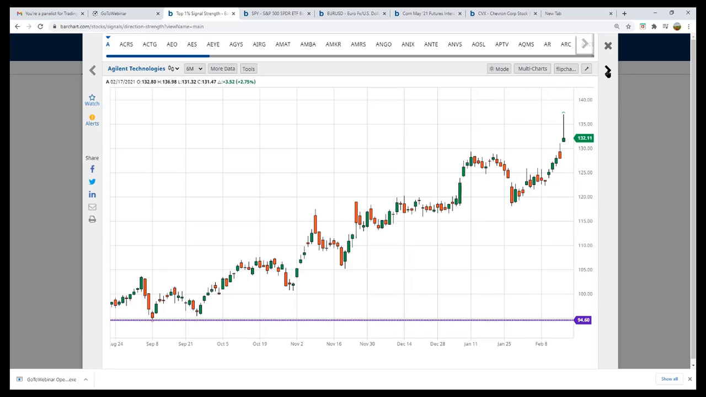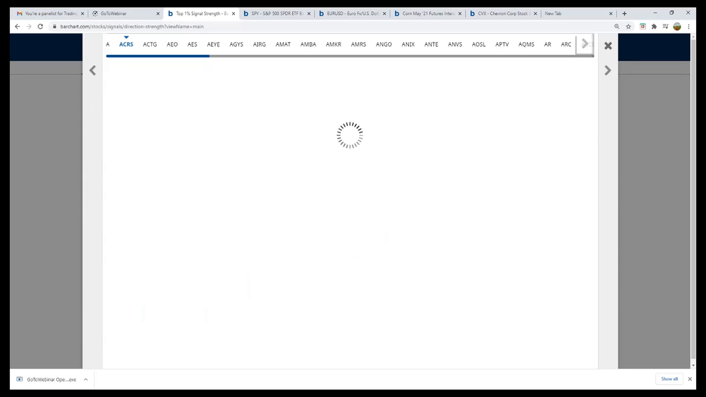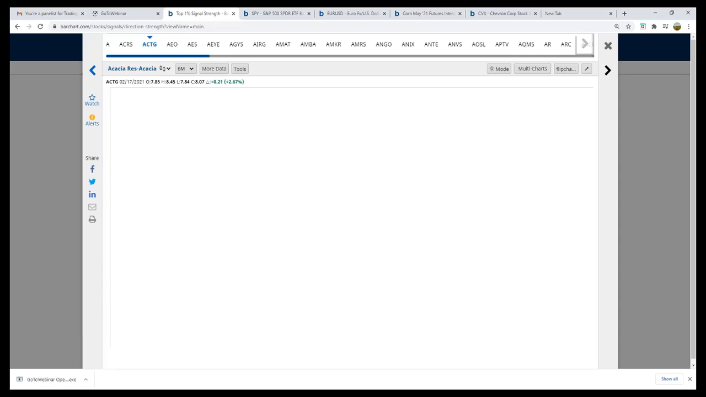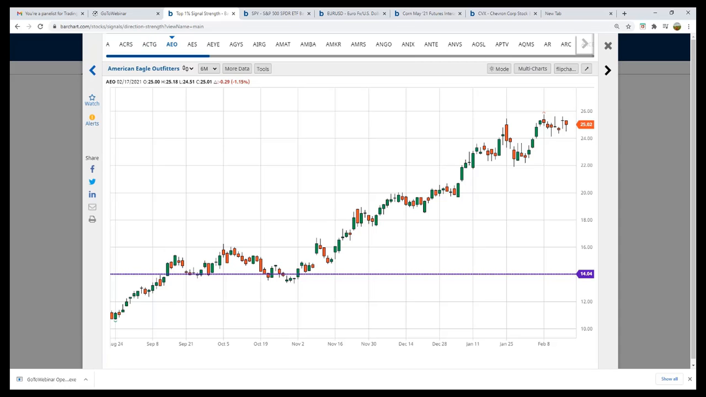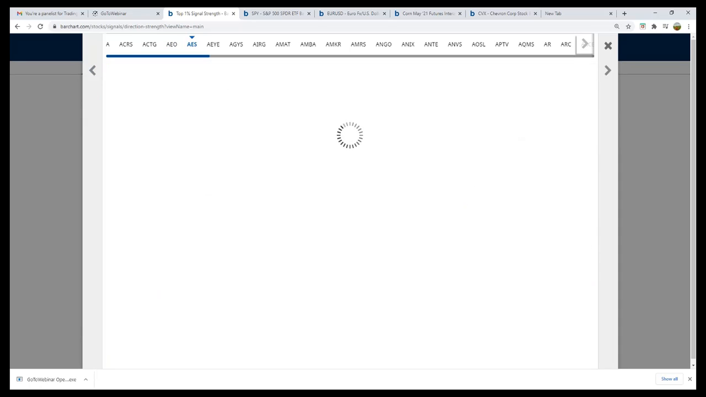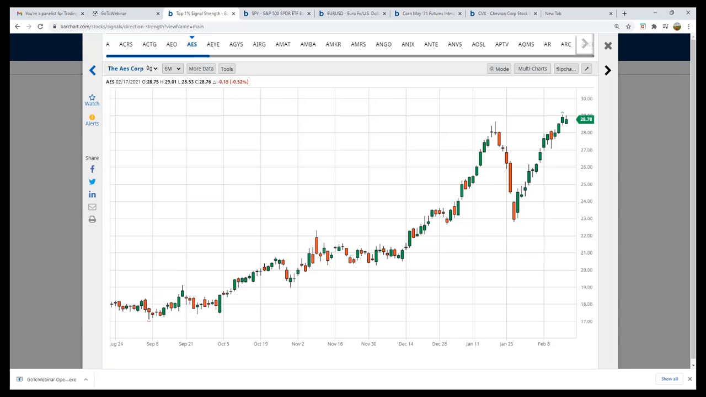Now I'm going to flip through a lot of these real quick. There are a lot of different stocks here. When I was looking this morning, it was a couple hundred or so different stocks, but you can see they're all showing us the same thing.